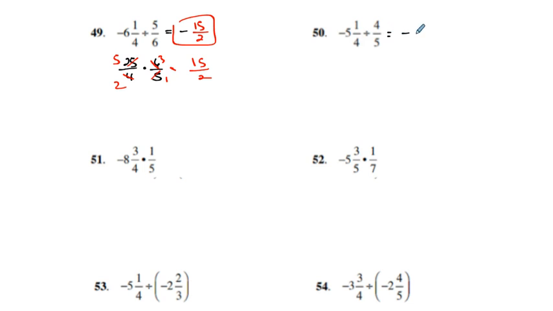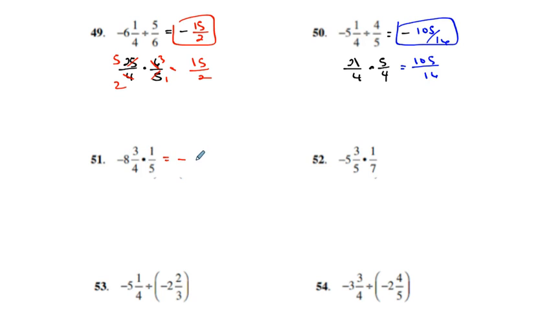Negative divided by positive, negative. 5 1/4, 5 times 4 is 20, plus 1 is 21 over 4, times 4/5, flip it, 5/4. 21 and 4, nothing happens to simplify there, so 21 times 5 is 105, 4 times 4 is 16, so 105 over 16 is my final answer.